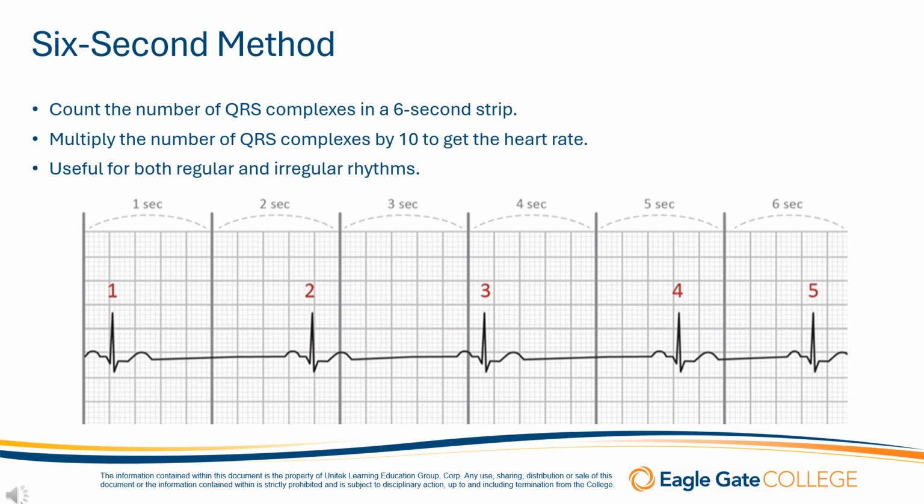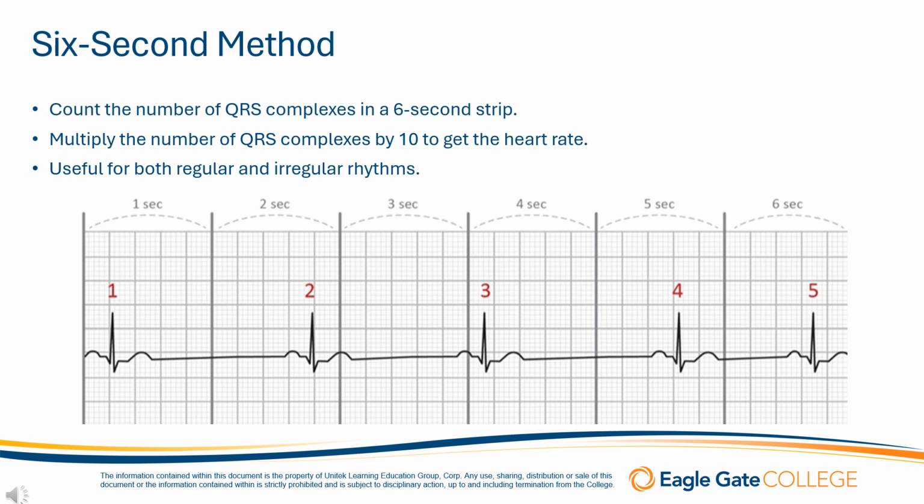Let's break down how to use this method step by step. First, identify a 6-second strip. On standard ECG paper, every 3 seconds is typically marked by a vertical line or some other marker at the top of the graph. To find a 6-second strip, you need to count 2 of these markers.